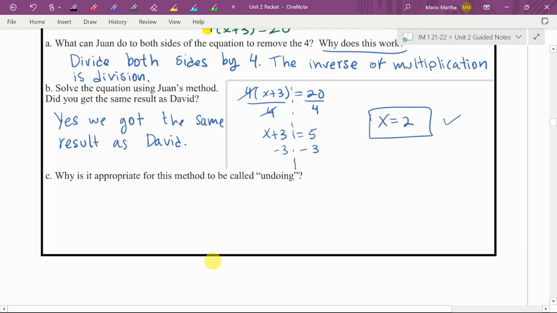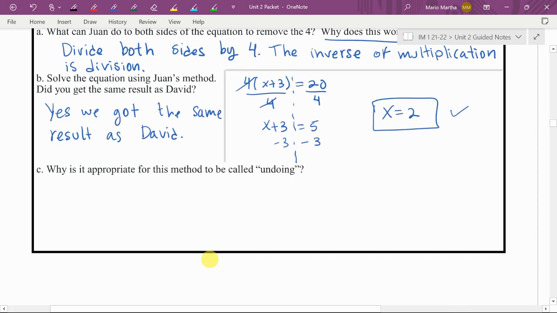And then part C says, why is it appropriate for this method to be called undoing? All right. So in a way, when you want to get rid of everything else, you're undoing the order of operations. So here we are doing the inverse of each thing, which enables us to undo a number. So it's called undoing because we are using inverse operations to solve the equation.